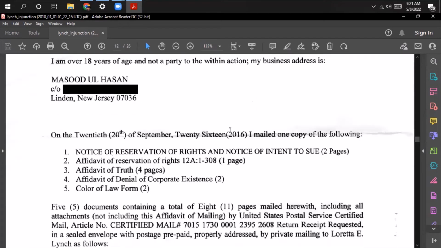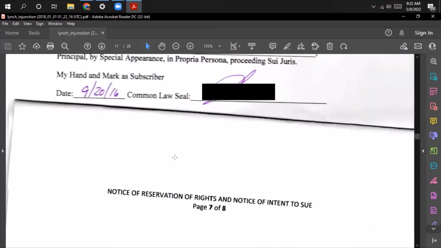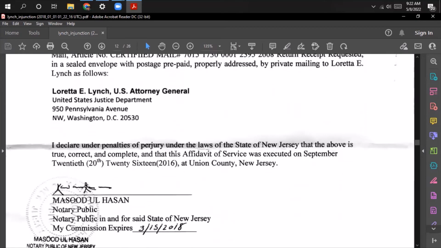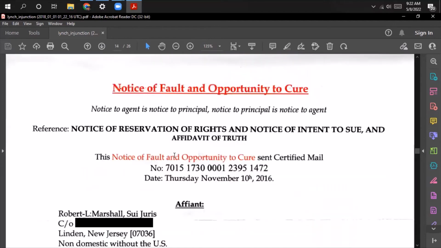And coming up on the last pages here. So I said that this is what was mailed in that package, the first package. Notice of reservation of rights and intent to sue, the affidavit of reservation of rights, affidavit of truth, affidavit of denial of corporate resistance, and also sent the color of law form. So this particular document, I just scroll down, had 8 pages. All right, this is the 8th page. Well, the 8th page is blank. Okay, but yeah, you see what I did there.